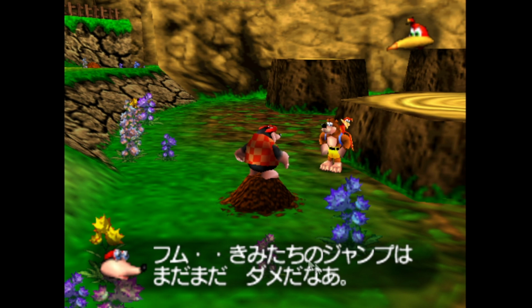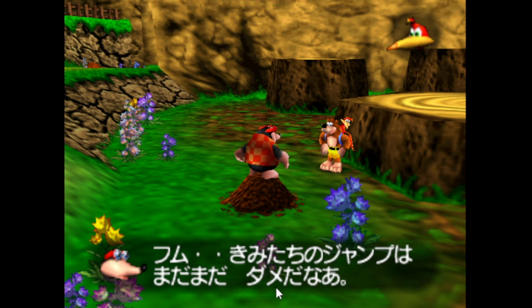Anyway, so kimitachi no jump. So the no here is like a possession. So it's your guys's jump, and then a topic marker, so you're just bringing up the topic of the jump, your guys's jump. Mada means like a long way to go until the goal. It means it's very lacking.